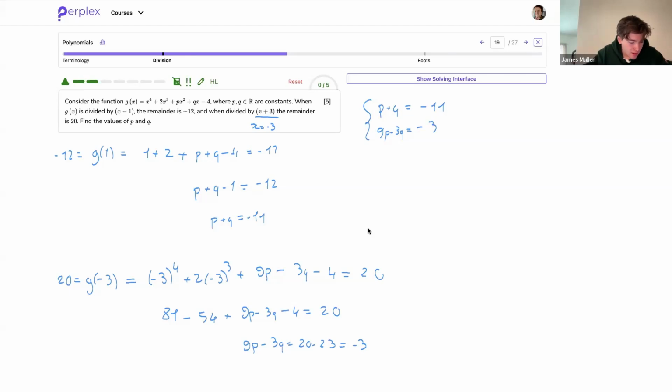How am I going to solve this? Well, I'm going to take the second equation and divide everything by 3 and say that 3p minus q is equal to minus 1. And then if I add p plus q is equal to negative 11, I'm going to end up with 4p is equal to negative 12. And that tells me that p is equal to minus 3. And I can plug that back into p plus q is equal to minus 11 and find that q is equal to minus 8. So those are my answers.